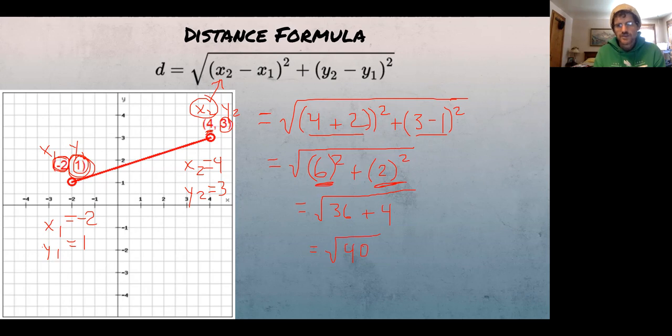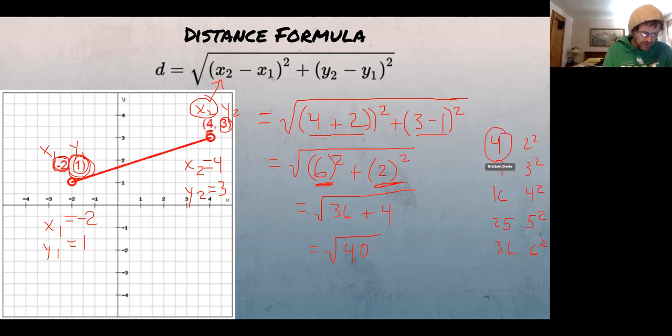And at this point, I want to simplify the radical. I want to find the biggest perfect square factor. So if I'm looking through, I've got 4, 9, 16, 25, 36. These are my perfect squares. If you remember, that's 2 squared, 3 squared, 4 squared, 5 squared, and 6 squared. So I can see right here that 4 is going to multiply into this. So I'm going to rewrite this as the square root of 4 times the square root of 10. And I know what the square root of 4 is. The square root of 4 happens to be 2.